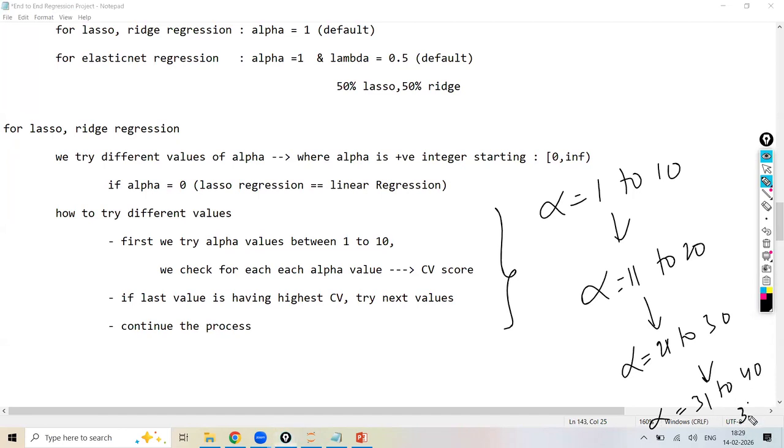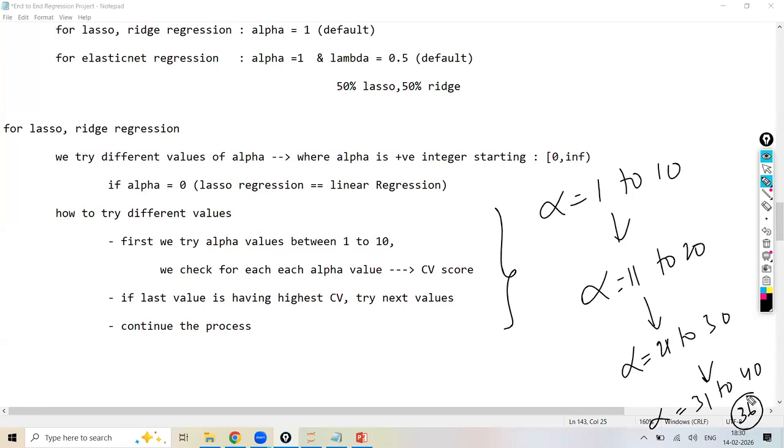Now the alpha value is 36. Now what to do? You have to stop. You don't need to try the next values. Point is clear? Log the 36 and you can stop there. That is your alpha best value.